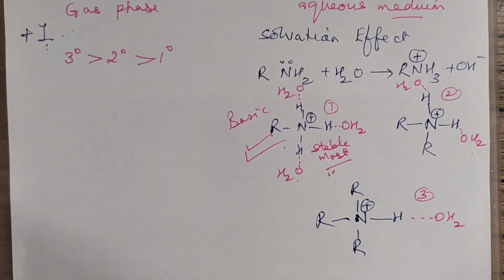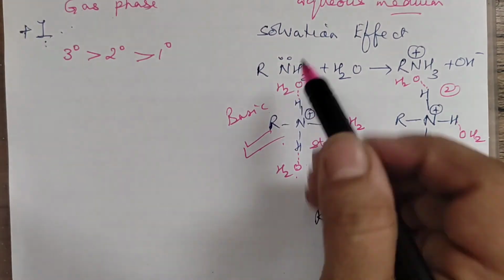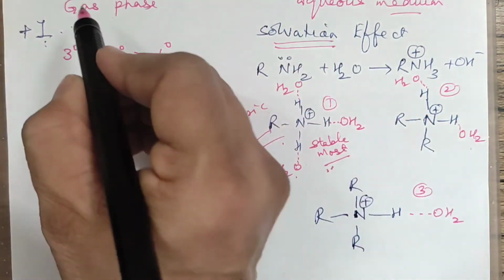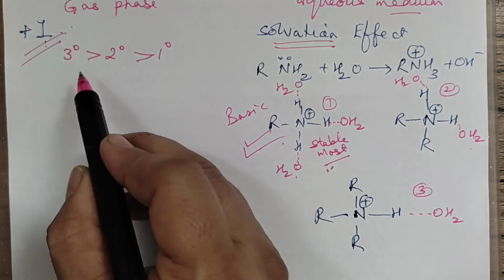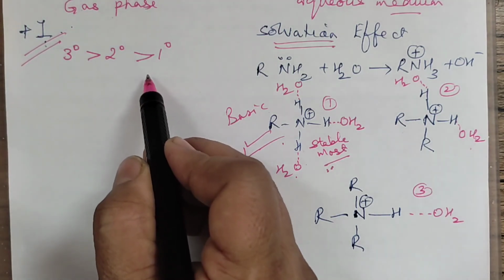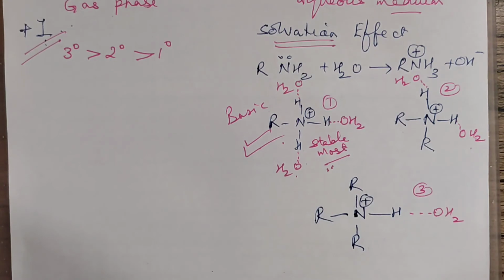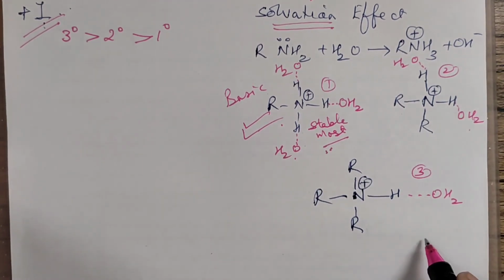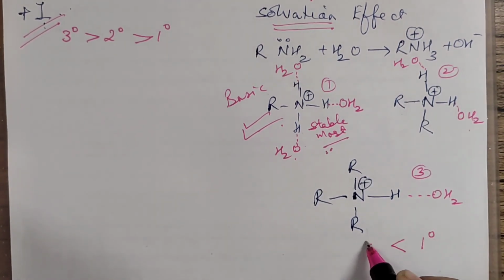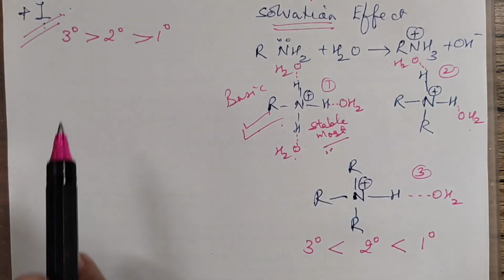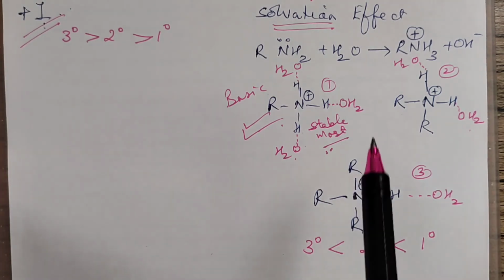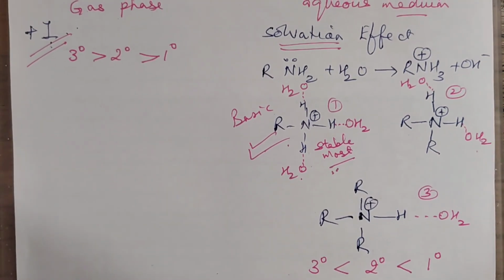So likewise, if you are comparing only the solvation effect, this was the one possibility we discussed. As per the inductive effect, this was the order of the basic nature. As per the solvation effect, what is the order? 1 degree is most basic, then comes 2 degree, and then comes 3 degree. But this solvation effect was not applicable in the gas phase, because there was no water. In the gas phase, there was no water.